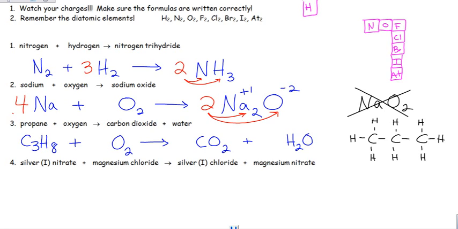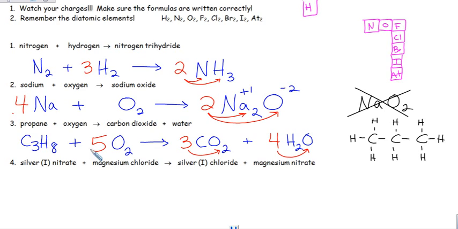3 carbon. All right, 3 carbon. 8 hydrogen. 4 times 2 is 8. And now I got to check my oxygen. Here's 3 times 2 for 6. 6 and 4 is 10. 5 times 2 is 10. The total number balance on both sides. Nice.